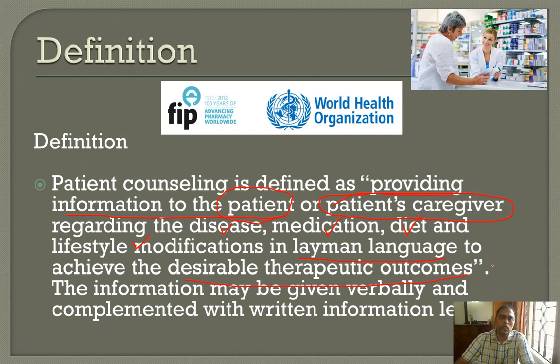So what are you doing here in patient counseling? You are providing the information. You can provide it either to the patient or to the patient's caregiver. And what is the information you are providing? That is about the disease, medication, diet, and lifestyle modification. If the patient needs to make any lifestyle modification, that you can discuss with the patient. And you are not supposed to use any medical language here.